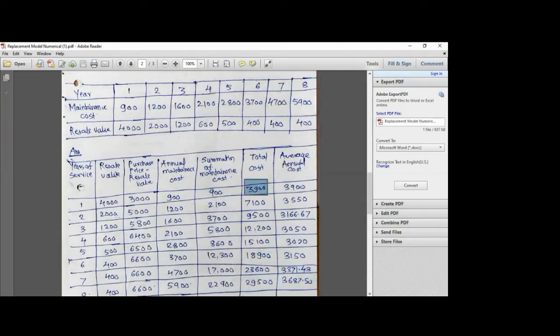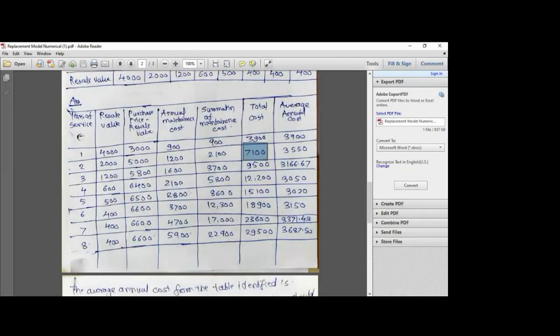3,900. Similarly, 5,000 plus 2,100 is equal to 7,100. Similarly, 5,800 plus 3,700 is equal to 9,500. Nextly, 6,400 plus 5,800 is equal to 12,200. 6,500 plus 8,600 is equal to 15,100. 6,600 plus 12,300 is equal to 18,900.